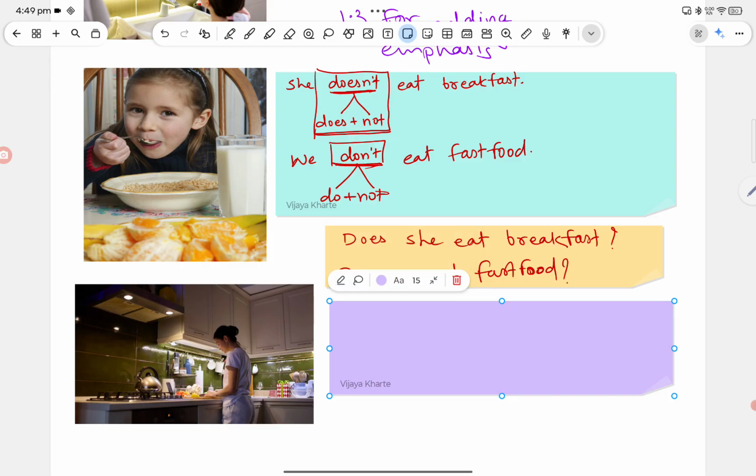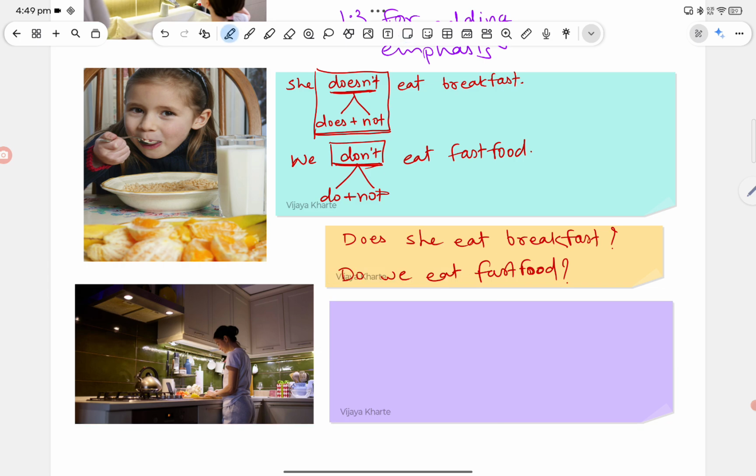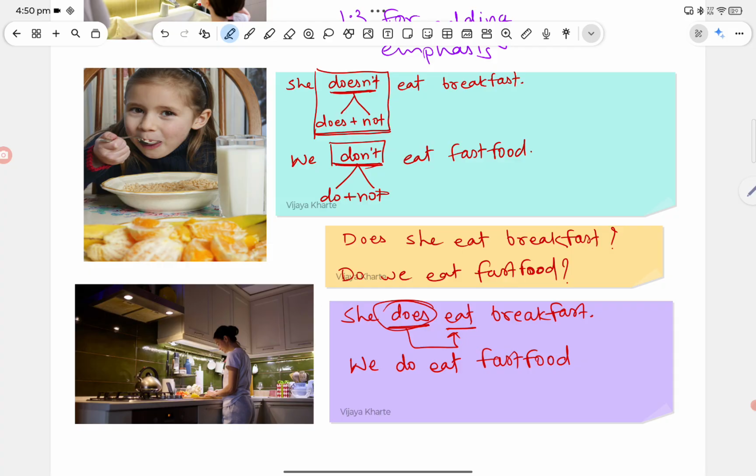Let us see through the example. She does eat breakfast. It will be emphasized by the verb does. We show more emphasis. Whatever happens, she will surely eat breakfast. So, she does eat breakfast. Next, we do eat fast food. We are emphasizing the activity. In this way, do and does are used.